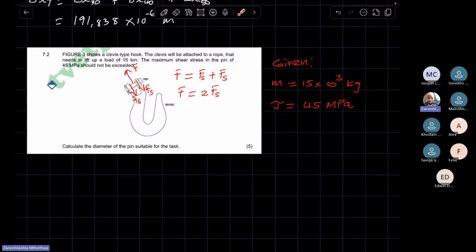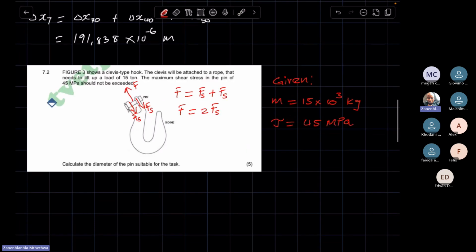So always bear in mind that the whole system will be in static equilibrium. But it is important to note the forces that are at play in this system. So you get this tension on the rope, and because you're looking at the pin, you are going to get those two shearing forces on both sides of the pin, where the hook is hooked essentially.